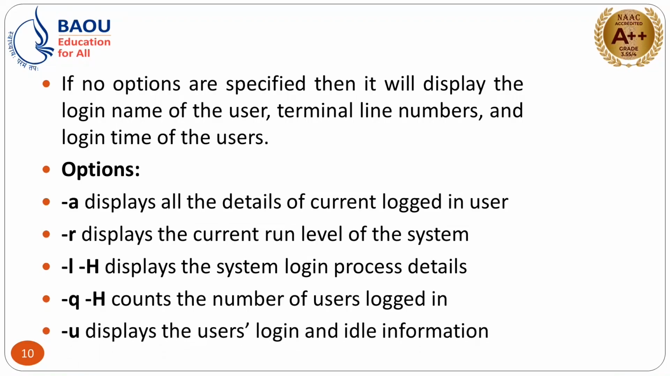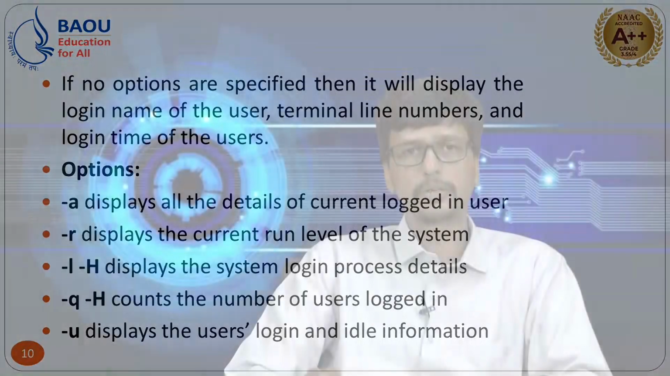Then the U option displays the user's login and idle information. Say for example, I am currently logged in and for a few seconds or a few minutes I am doing nothing in that terminal, I am not giving any command. In that case I am idle for a few seconds or minutes. Suppose the administrator wants to know how long that particular user was idle. In that case, you can use that option. By using it, you can see how much time that user was idle.